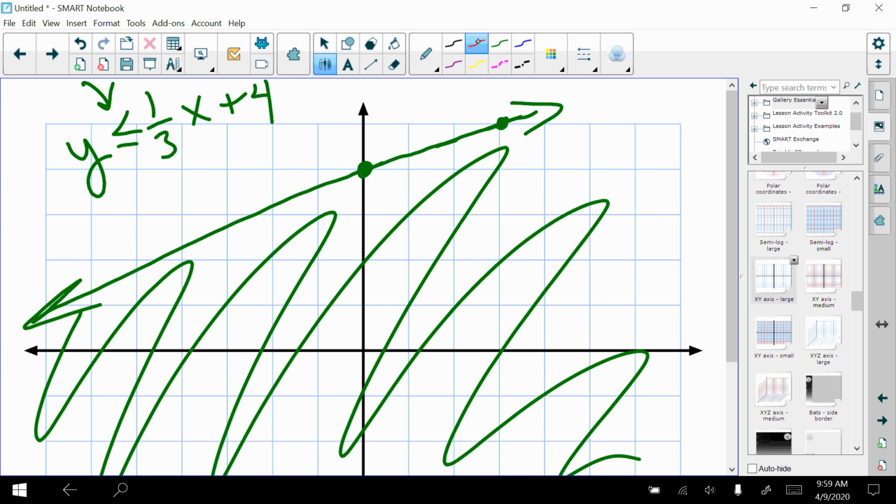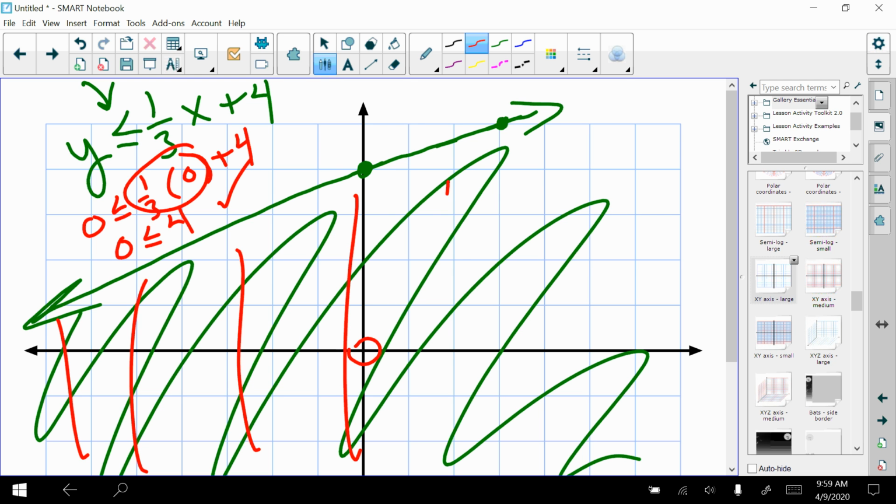Now, let's talk about the test point. We're going to use 0, 0. Now, here's how you use a test point. If I throw in 0, 0, I have 0 less than or equal to 0 plus 4, which is 4. Is 0 less than or equal to 4? That's true. That means if you look at this test point, if it's true, you shade toward the test point. If it's false, you'd shade on the opposite side of the line. Now, I don't like using the test point because, well, you guys know me, I like using the terminology.